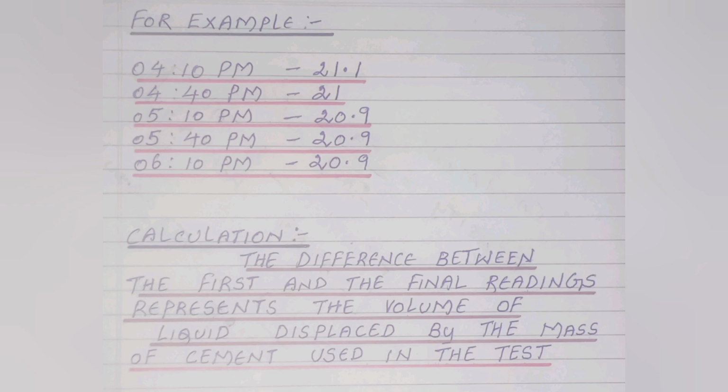21.1, 4:40 p.m. 21, 5:10 p.m. 20.9, 5:40 p.m. 20.9, 6:10 p.m. 20.9. Calculation: the difference between the first and the final readings represents the volume of liquid displaced by the mass of cement used in the test.